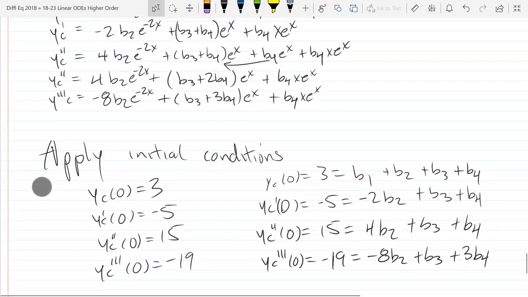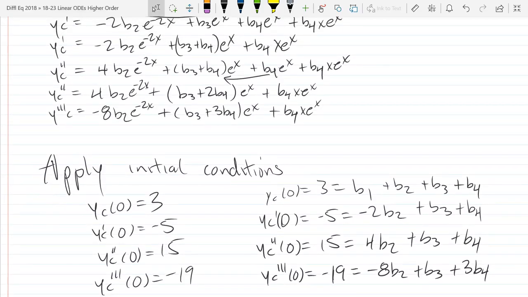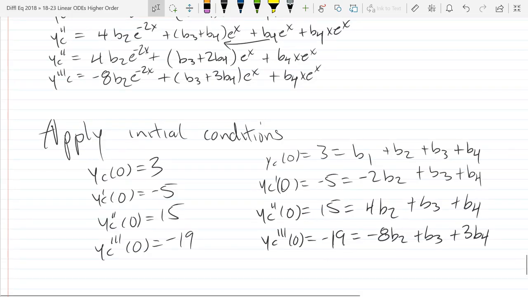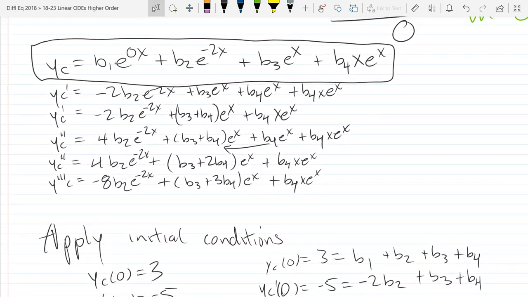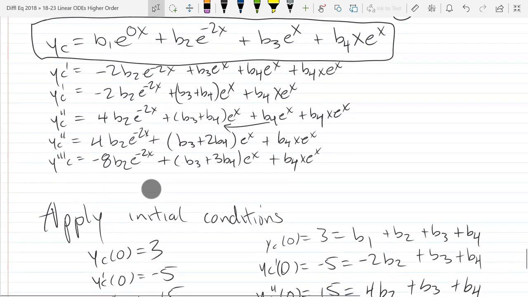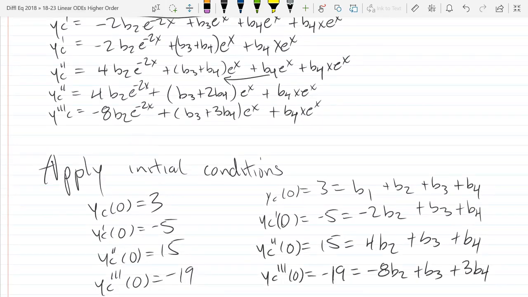All right, any calculus questions about plugging in these initial values? I think on the YC, the 0 is greater than YC, the B4, right? Because it has that x term in front of the u. Yep, that would be a big difference.